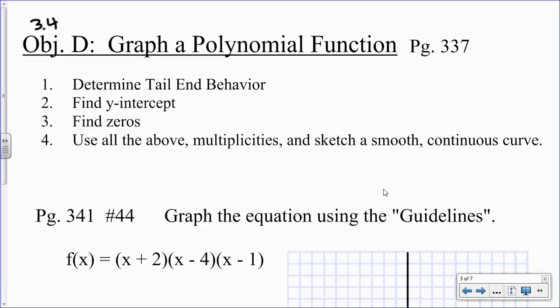So when it says graph using the guidelines, it's these 4 guidelines here that we're talking about. So really it's the first 3, and then the 4 is basically the graph.